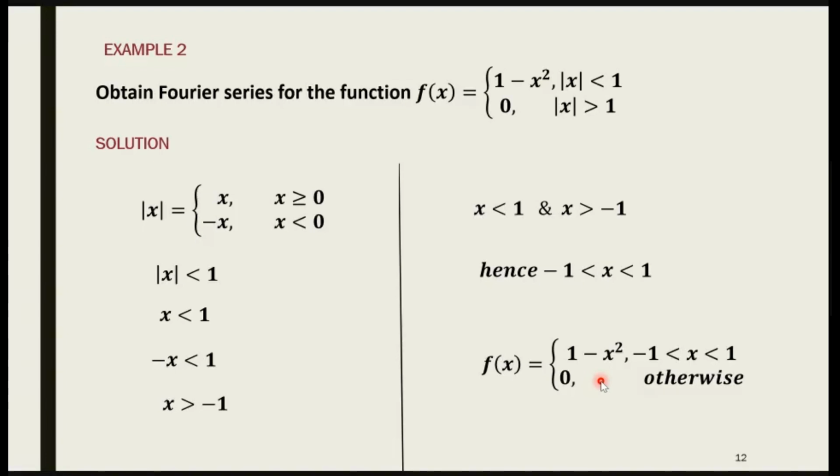So what is the value of L now? What is the value of L? It's equal to 1. Correct. It's equal to 1 because the interval is minus L to plus L. Okay, so understood this part?